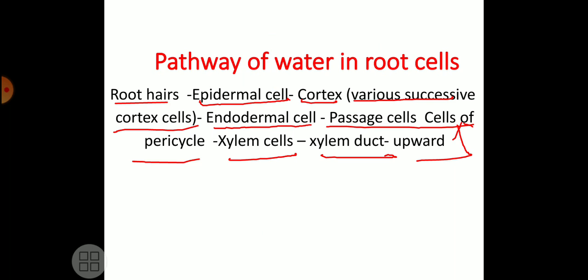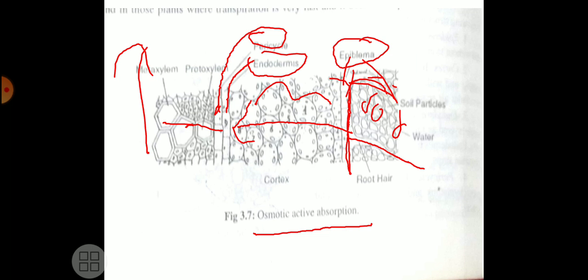Finally, water reaches the xylem vessels. Keep in mind why I am telling you all these things, my friends. Xylem is a complex tissue, because it is composed of more than two types of elements. There are four elements: xylem parenchyma, xylem sclerenchyma, xylem tracheids, and xylem vessels. Out of these, the most important element, the xylem vessels, is responsible for the upward movement of water molecules. So, friends, you have to keep the pathway in mind.